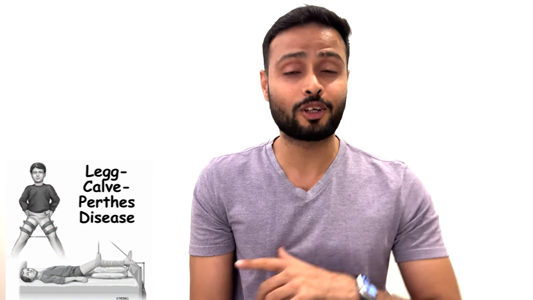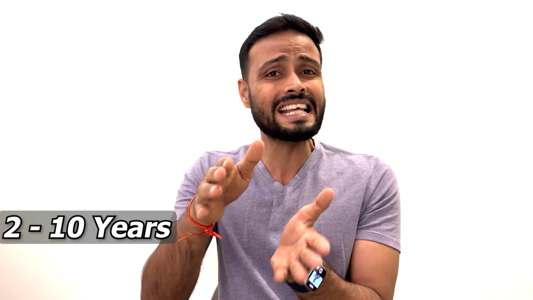The first option, Legg-Calvé-Perthes disease, I will tell you why it cannot be the correct option. First, this disease happens in younger children, from the age group of 2 to 10 years, maximum 10 years. It might sometimes happen in older children also, but it is very common in younger children. Here we are given 12 years of age, so I am a little doubtful about this option.